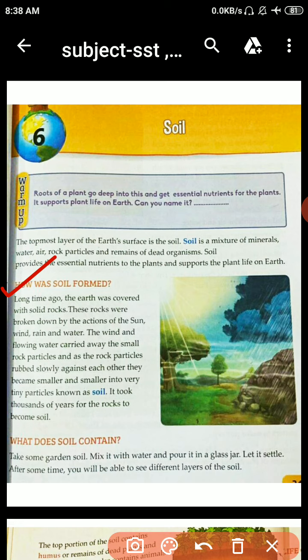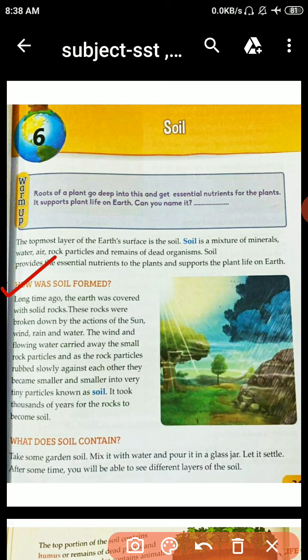It took thousands of years for the rocks to become soil. So, student, these are the soil-making agents. Who? Sun, wind, rain and water. Rains and flowing water break down the rocks into small pebbles. These pebbles are further broken down into small particles and thus soil is formed.